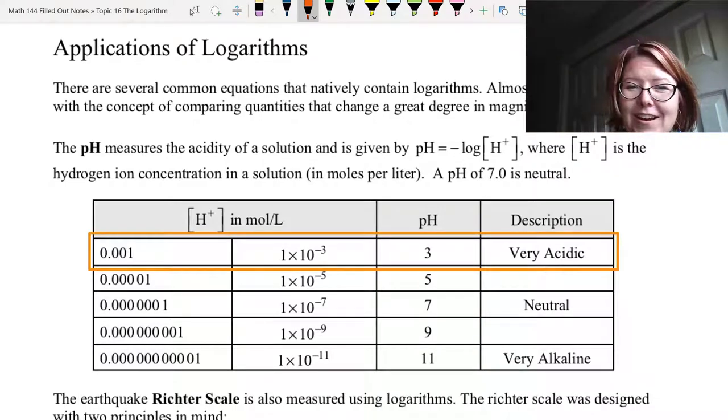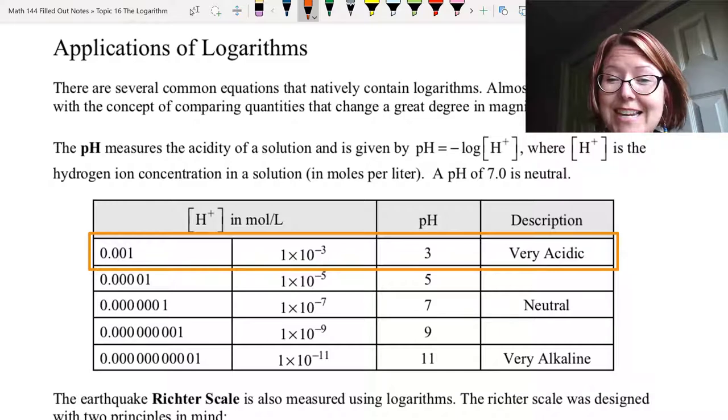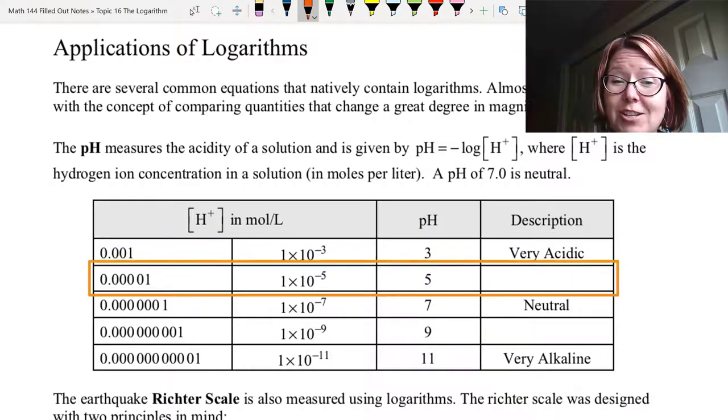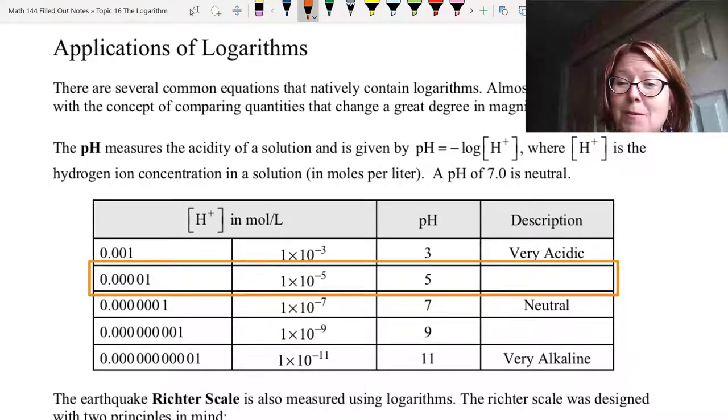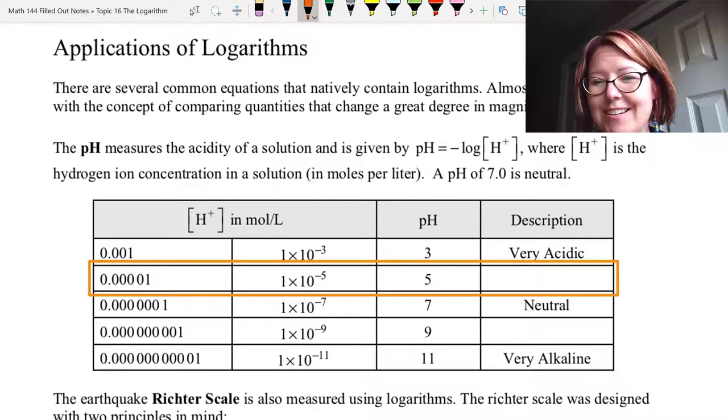On the first line, if the hydrogen concentration is 0.001 moles per liter, or 1 times 10 to the negative third in scientific notation, the pH is 3, and that's a very acidic solution. Something like stomach acid, maybe. If the hydrogen concentration is 0.00001, or 1 times 10 to the negative fifth moles per liter, then the pH is 5, which is acidic, but not as acidic as stomach acid.